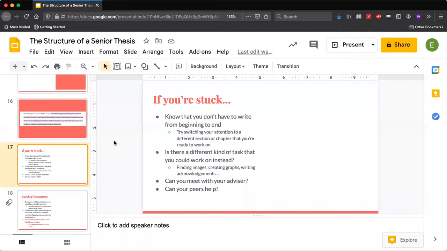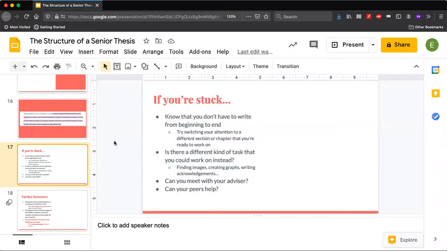If you're just not in a writing mood, maybe there's another type of task you could be working on. So maybe you're just stuck in terms of writing, but you could be doing other things, such as finding images, creating graphs, writing your acknowledgement section, working on the formatting, just researching, these kinds of things, right? That's also contributing to your project, but just not in terms of adding sentence upon sentence.